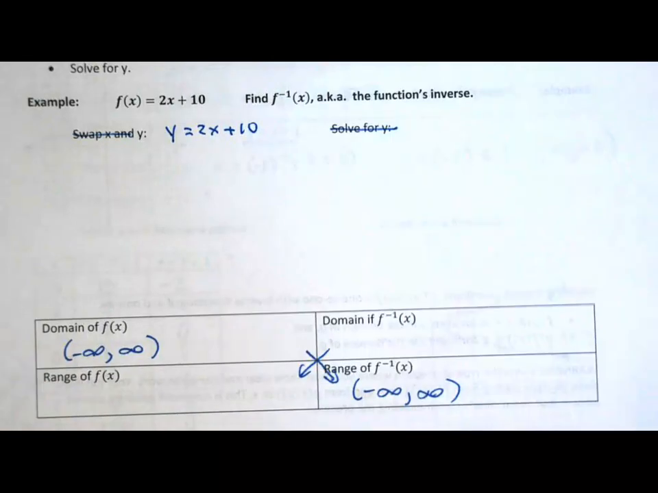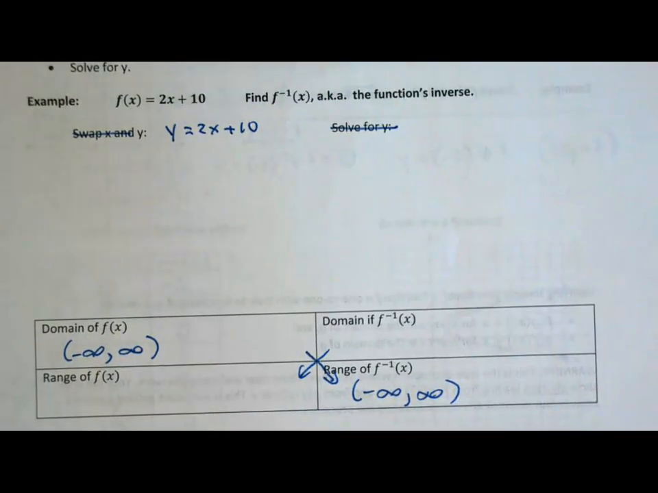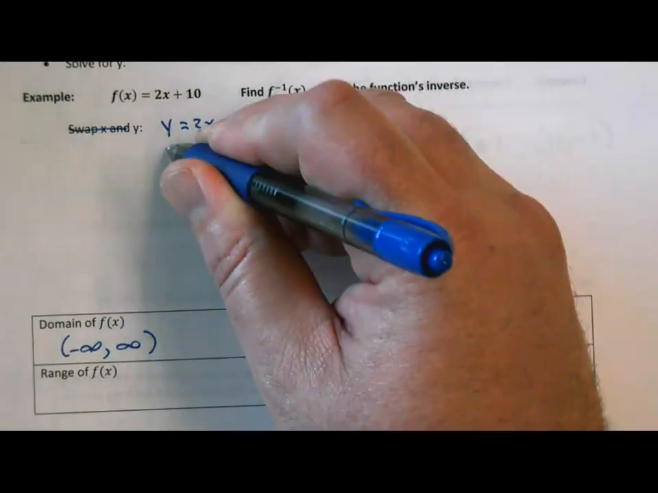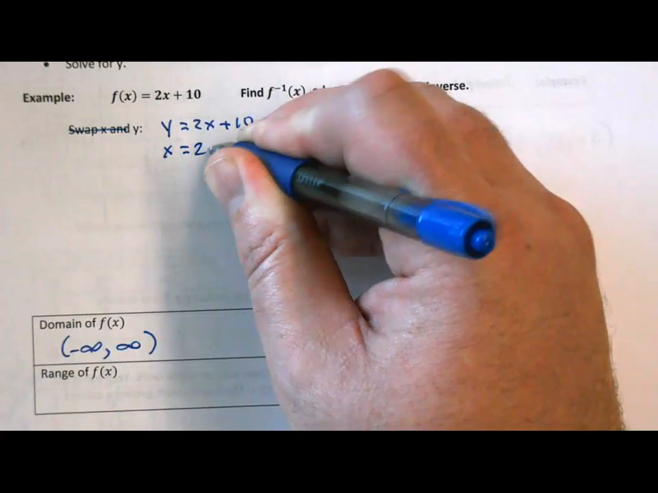Our first move is always going to be to swap x's and y's. So all of the x's become y's and all of the y's become x's. There's only one of each in this one, but do be careful. If you have more than one x, all of them become y's. So x equals 2y plus 10.